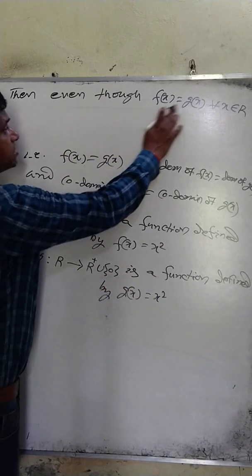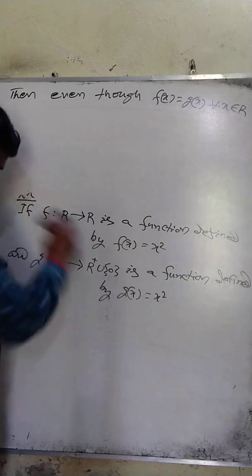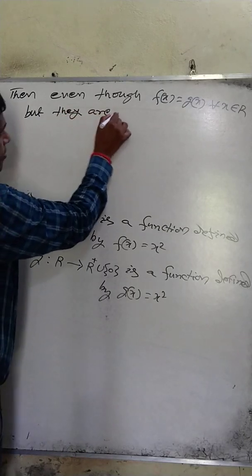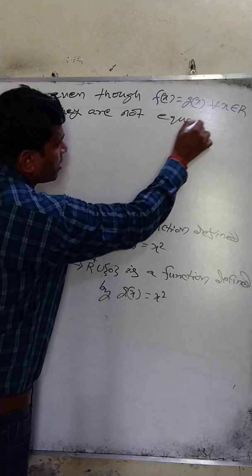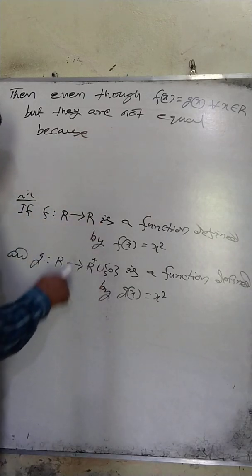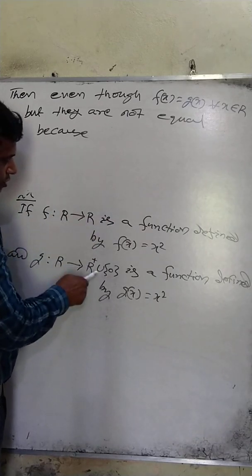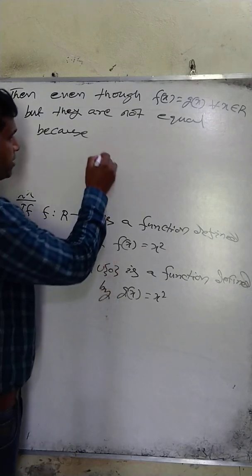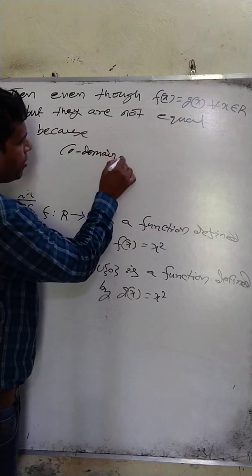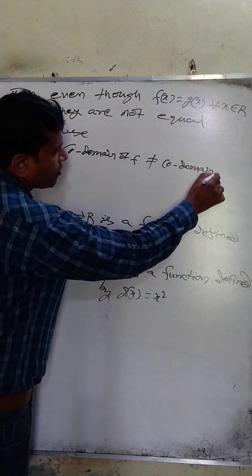So f of x is equal to g of x for all x belongs to R, but they are not equal because the codomain of f, the set of real numbers, is not equal to the codomain of g.